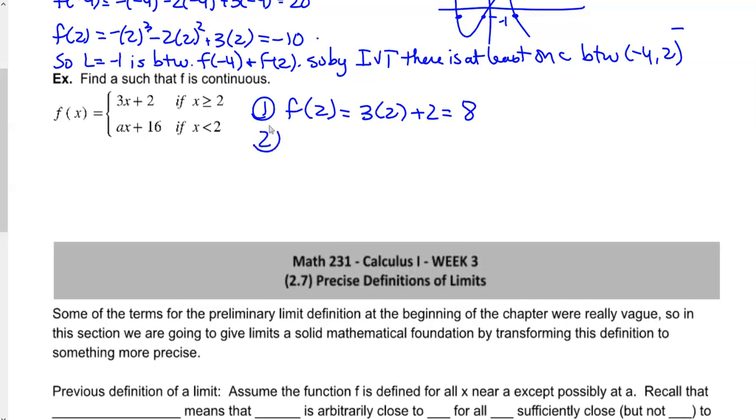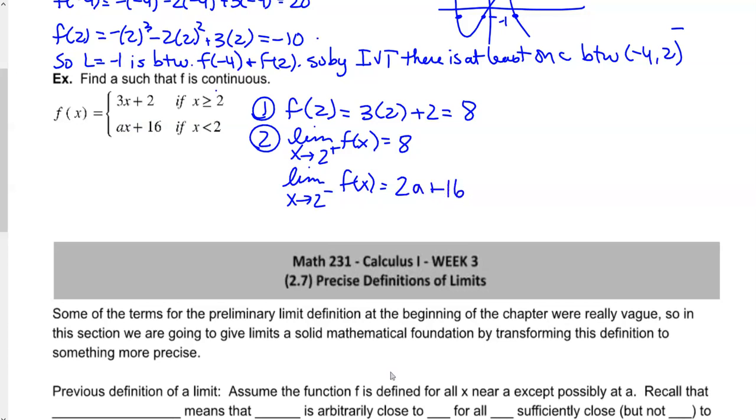Second part of my checklist, the limit has to exist. So the limit, as x approaches 2 from the right of f of x, has to equal the limit as x approaches 2 from the left of f of x. So, here we are. If we look at x greater than or equal to 2, that's coming from the right. When I plug 2 in, 3 times 2 plus 2 gives me an 8. But when I come from the left and I plug 2 in for x, I get 2 times a plus 16. So the best I can write is 2a plus 16.